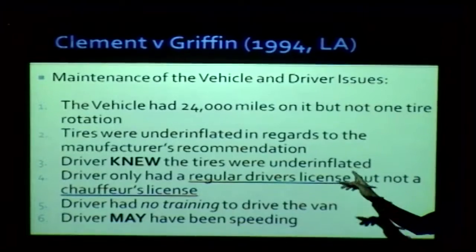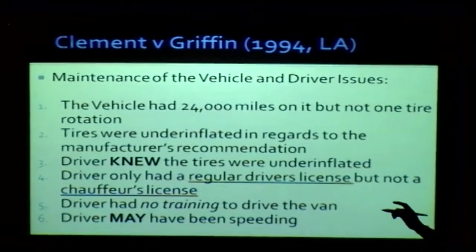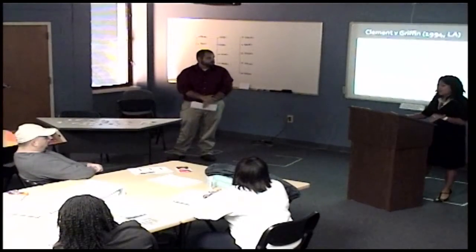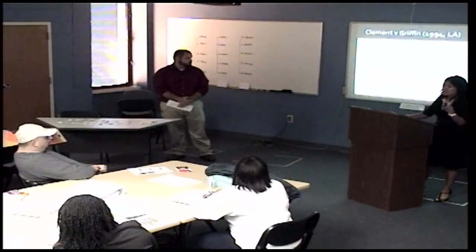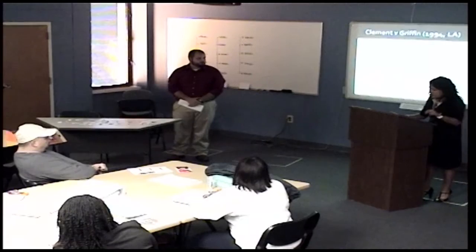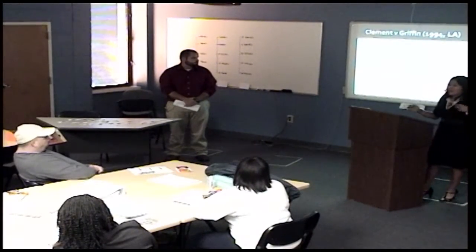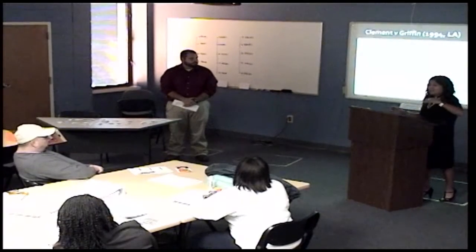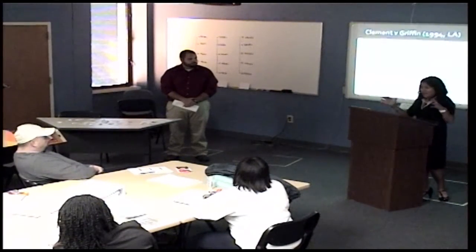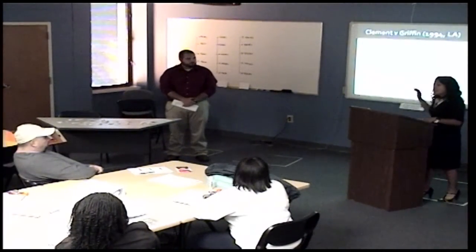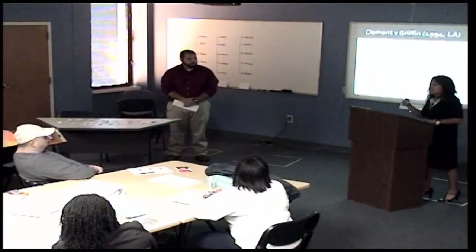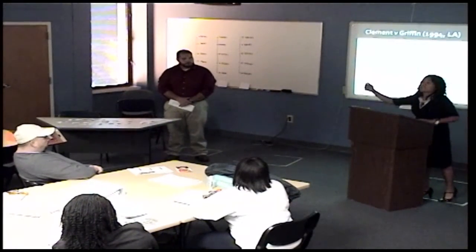So the reason why they sued the college for lack of maintenance on the vehicle was that the vehicle had over 24,000 miles on it, but not one single tire rotation. Also, the tires were underinflated in regards to the manufacturer's standard. For all tires, there is a certain PSI of air that's supposed to be in each tire. These tires were underinflated, which eventually caused the blowout of the tire, which caused the single car accident.